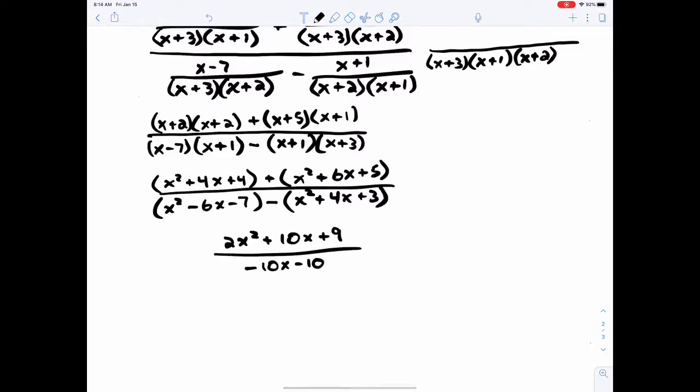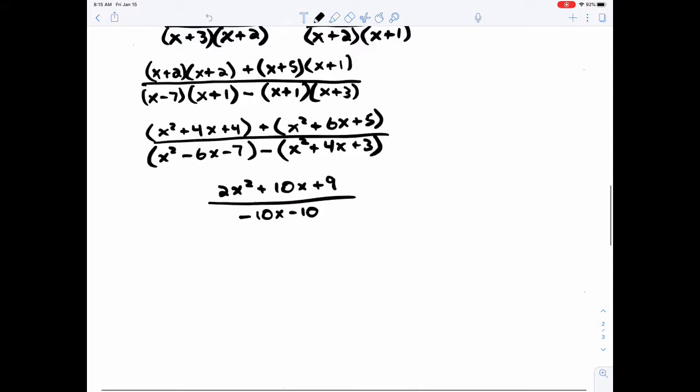Okay, so now what we want to do is see if we can factor anything and just simplify the fraction, factor and cancel. Well, let's try the top. I don't know if this is going to work, but we should at least look at it, because on the bottom, I can definitely factor out a negative 10. But let's just take a quick look at the top.